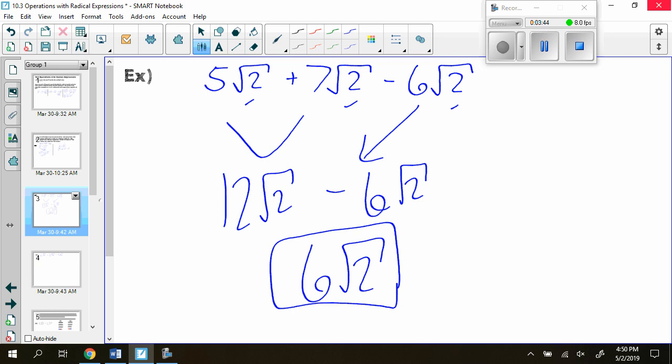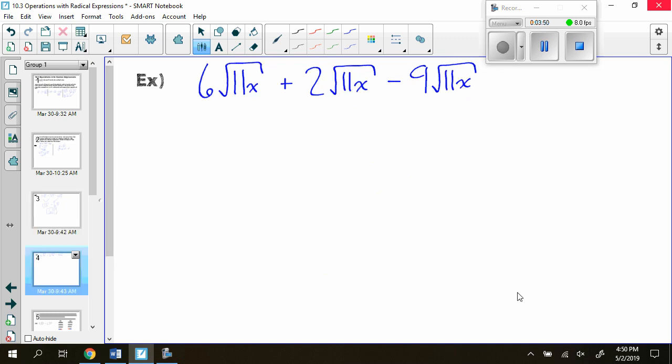Pretty easy, not too bad. Keep the last name the same, right? Keep the radical part the same and just operate with the coefficients. Why don't you guys go ahead and try this example. If you need to pause the video to do that, feel free, but work it out, see what you get. And I will continue on here.